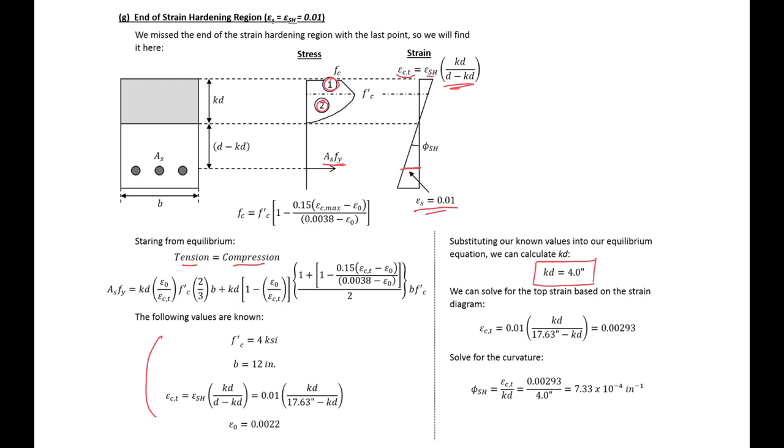And then we can go back and solve for the top strain based on our strain diagram. And we'll find a strain then of 0.00293. We can then solve for our curvature, just our top strain divided by the distance to the top strain from our neutral axis, kd, and assuming small angles, we'll get a curvature value of 7.33 times 10 to the negative fourth.